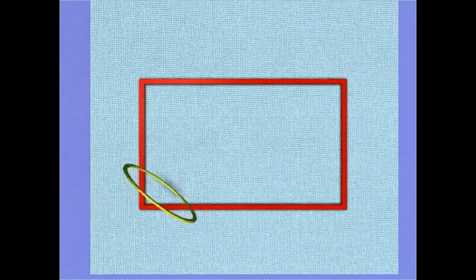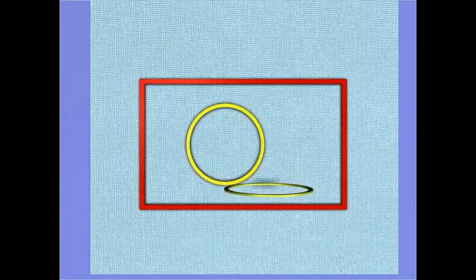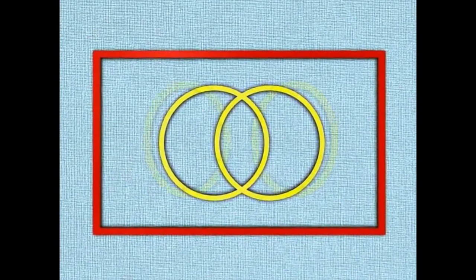In contrast, the sets within a universal set are usually represented by circles or ovals.